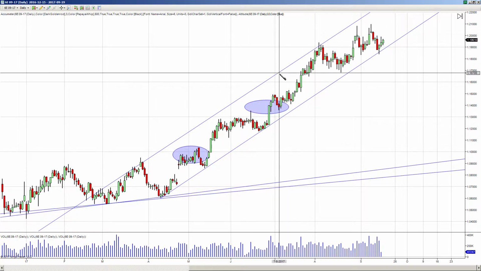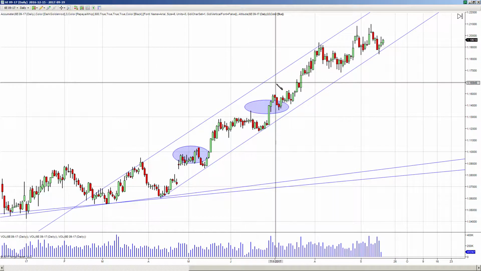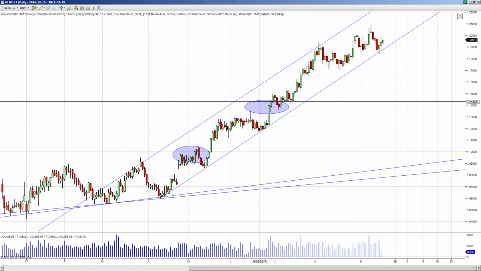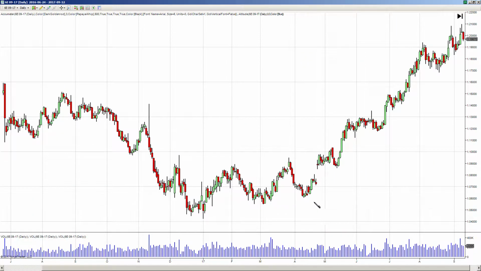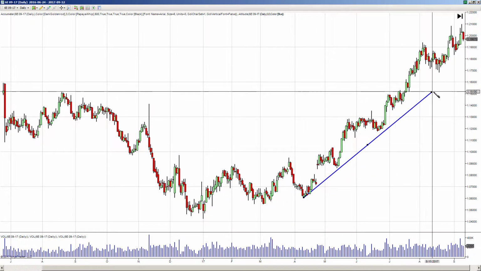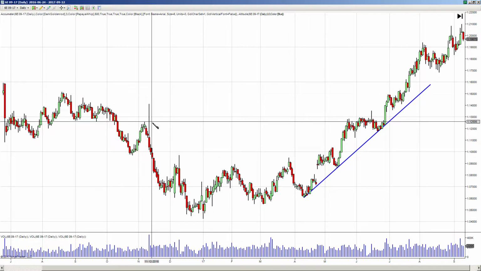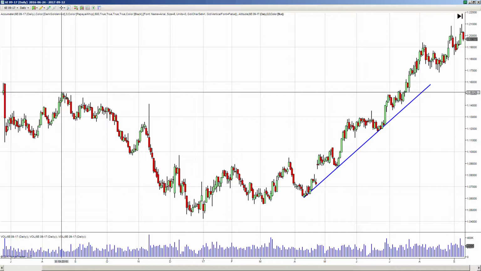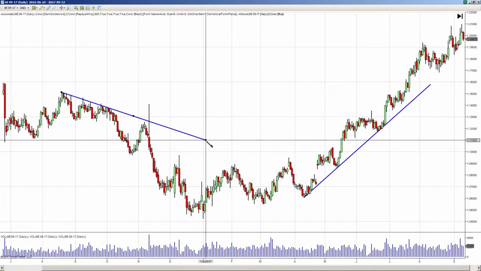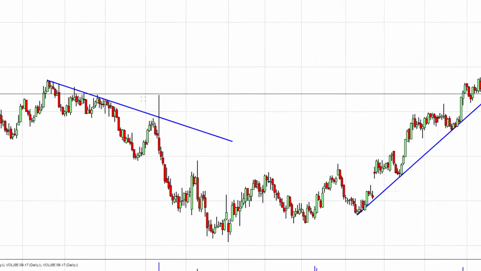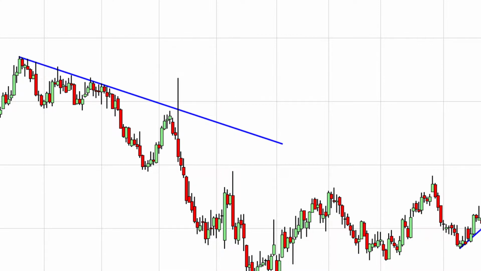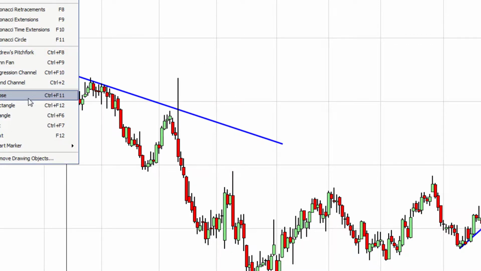Trendline channels. We've talked about trend lines before, drawing them, and some of the key ways to draw them. Whenever we're drawing a trend line, we're going to be ignoring the extremes. So when we're drawing a trend line down, like on the left-hand side of the screen here, we're going to be ignoring these high peaks right here.